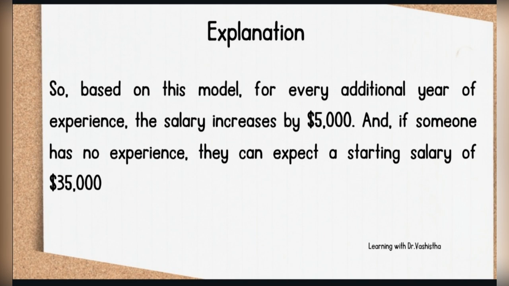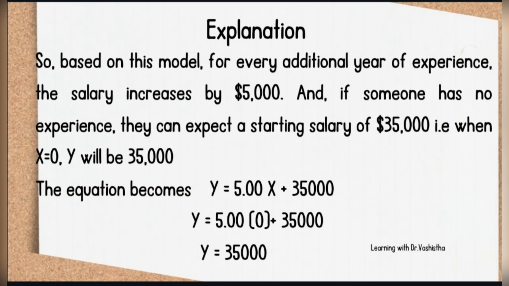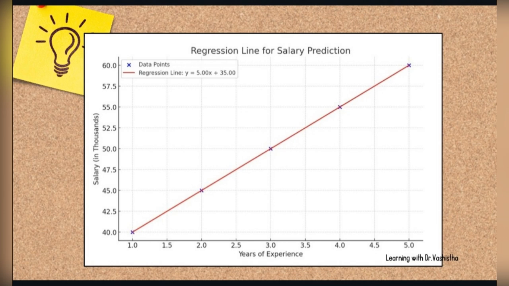Since the value is taken in thousands, it will become 35,000, as is shown here. Now we will see how this is plotted on the graph. See here, the graph is in front of you on this slide. If we take the very first point, you can see the value of X is 1 and the value of Y is 40.